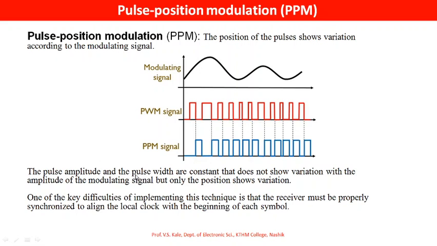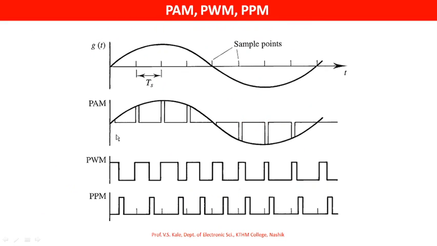The pulse amplitude and pulse width are constant. That does not show variation with the amplitude of the modulating signal, but only the position shows variation. One of the key difficulties of implementing this technique is that the receiver must be properly synchronized to align the local clock with the beginning of each signal. This is about the pulse position modulation.